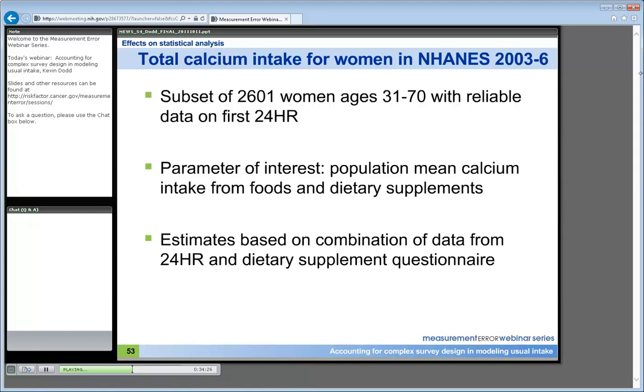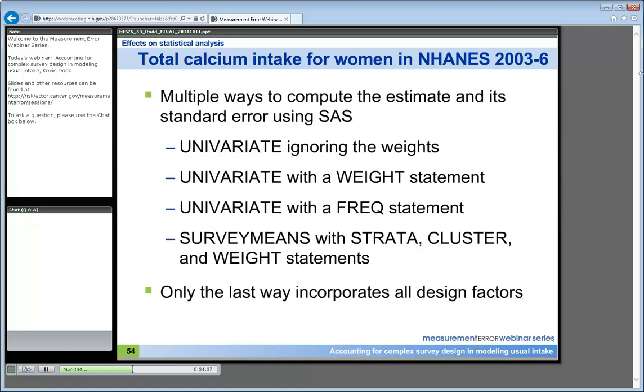As Reagan's going to explain in the next webinar, the data I'll use for estimation are based on a combination of 24-hour recall data and data from the NHANES Dietary Supplement Questionnaire. Now, if you recall from webinar 2, you don't generally have to do a lot of complex modeling if all you want to do is estimate the mean usual intake for a group. Under the usual assumptions that we've talked about, you can just take the mean of your 24-hour recall data.